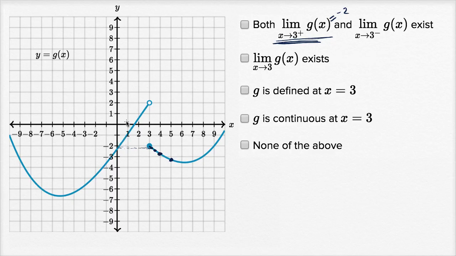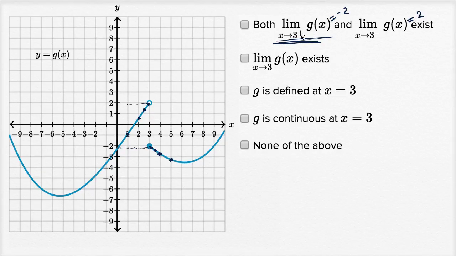So I can start here. g of 1 looks like it's a little bit greater than -1. g of 2, it's less than 1. g of 2.5 is between 1 and 2. g of 2.9 looks like it's a little bit less than 2. g of 2.99 is getting even closer to 2. g of 2.999999 would be even closer to 2. So it looks like this thing right over here is approaching 2.